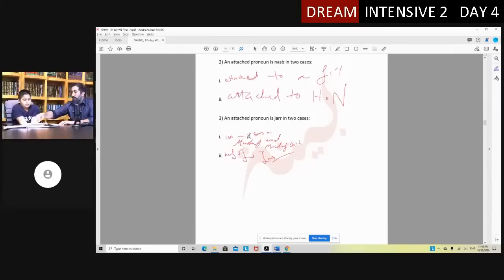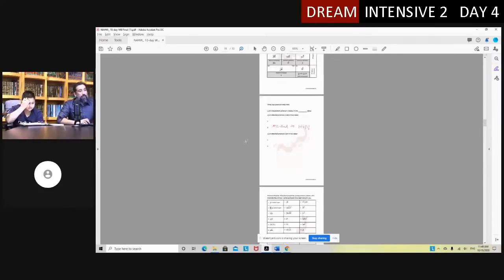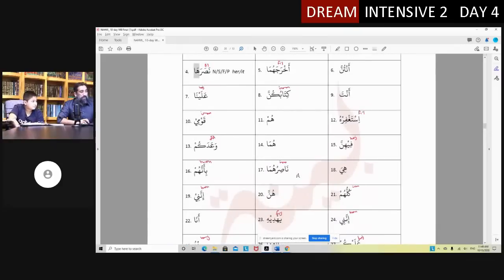Write down just R and J for each of them. Is it rafa, nasab, or jar? I just want one answer. You can't have 2 answers anymore. It has to be one answer, either rafa or nasab or jar. Take 5 minutes and answer all of them. The clue is these rules you just wrote down. The words I made you write down show what the word is attached to. Is it attached to an ism, a fi'l, or a harf?